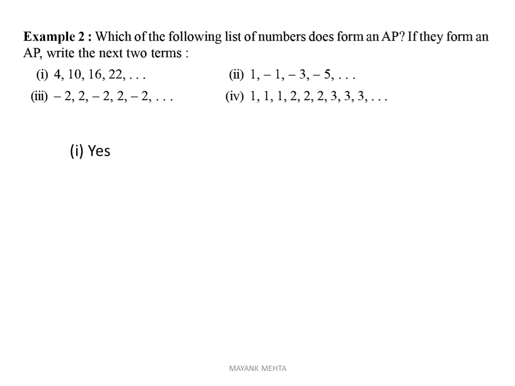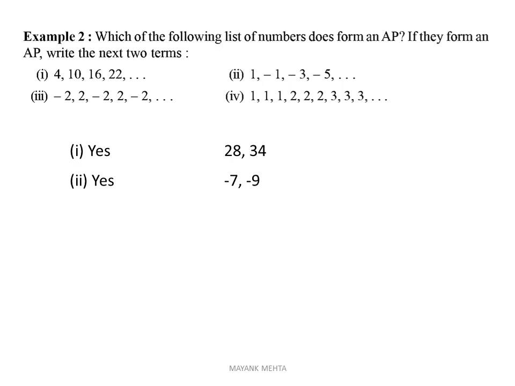Yes. So what will be the next two terms? You can see over here. First term is 4. Common difference is 6. So 22 plus 6, next term is 28. Then plus 6, 34. Second is also an AP. Yes. 1, minus 1, minus 3, minus 5. So the difference of minus 2 is there. So next two terms will be minus 7, minus 9.